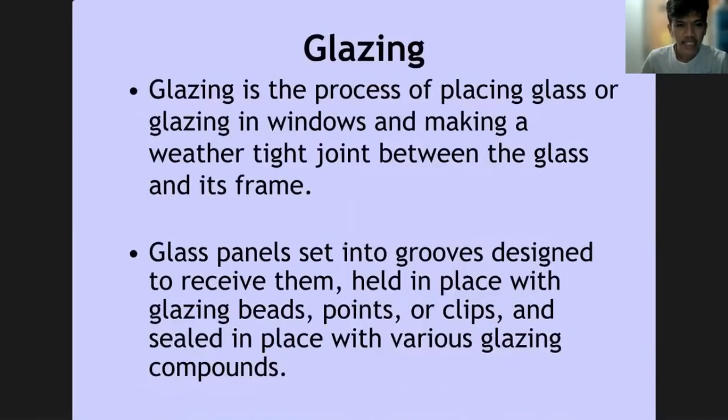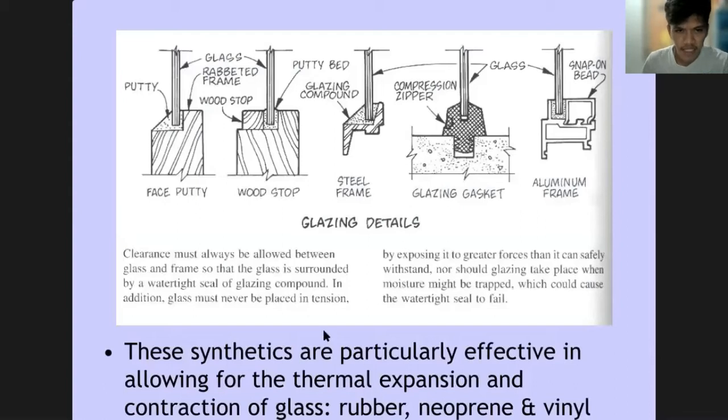Glazing. When you say glazing, this is the process of fixing glass in windows and making a weathertight joint between the glass and its frame. Glass panels are set into glazed rebates designed to receive them, held in place with glazing beads, points or clips, and sealed in place with glazing compound. So you can see the details of this in our picture. Bed, glazing compound, a compression gasket between the steel frame and glass, or glazing gasket.